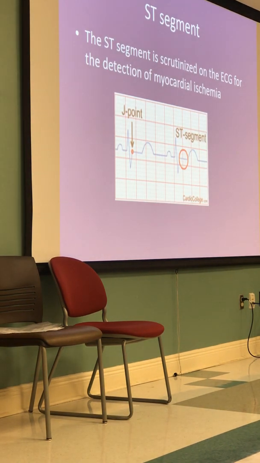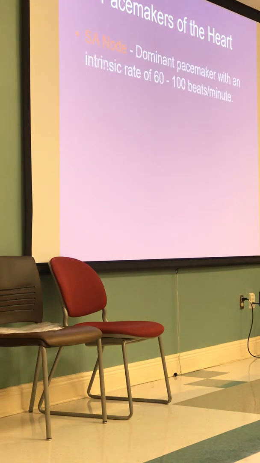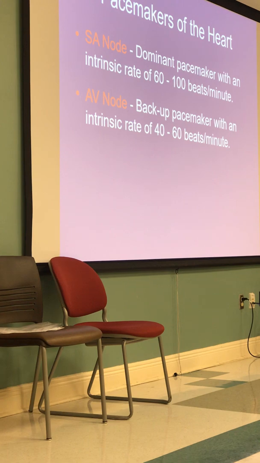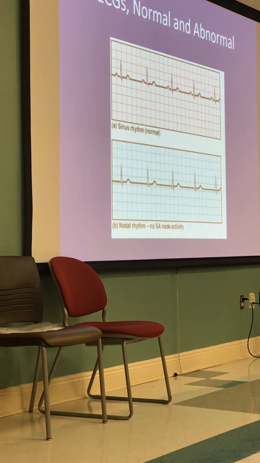ST segment shows the most active part of ventricular depolarization, and it is what you look at when you're looking for myocardial infarction or myocardial ischemia. The SA node, of course, is the dominant pacemaker. The AV node is the backup, then the ventricular cells. We talked about those.